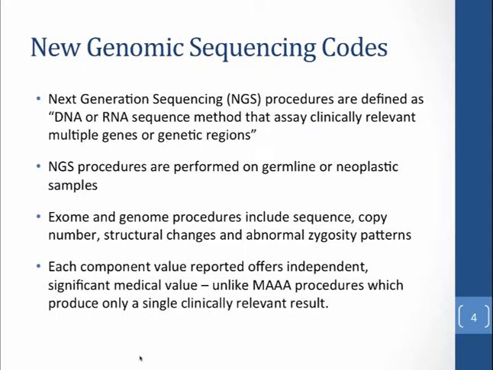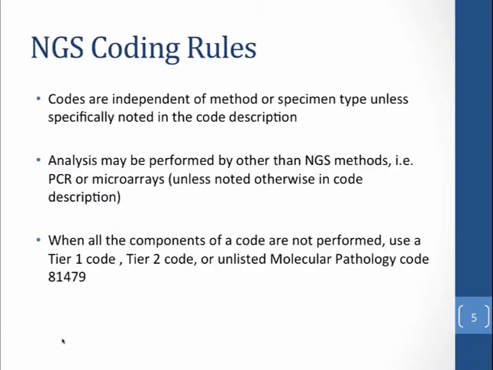each of the values reported, the genes and so on, whether it's duplications or structural, however, are considered to offer independent, significant medical value. So, in other words, the result of a genomic sequencing code is a set of data where each item in that set can potentially be important to the treatment of the patient. It's not a single result. It's not a result that's been arrived at by calculation or combination of all of the individual results.